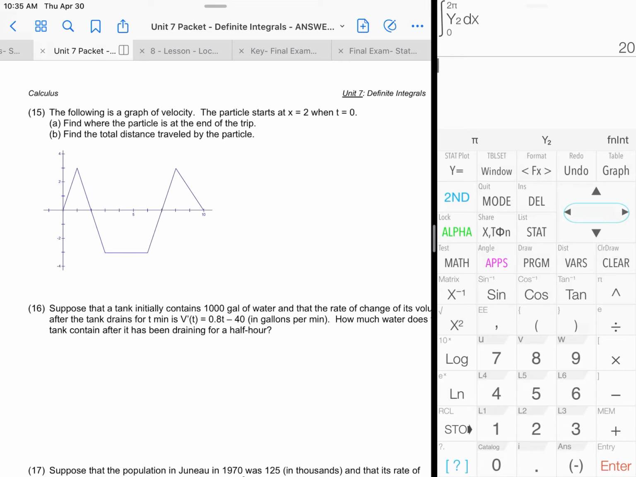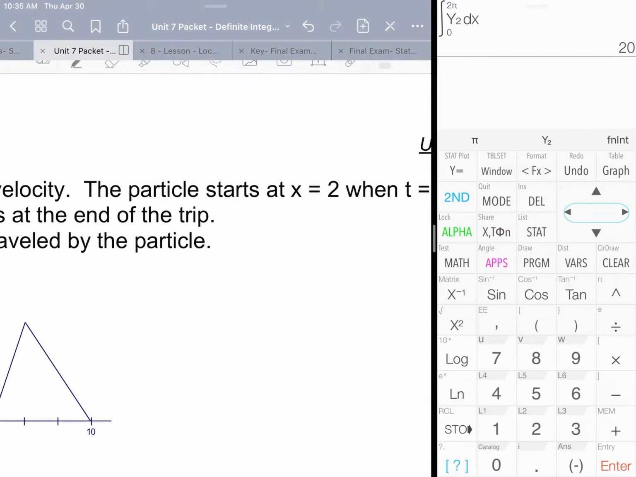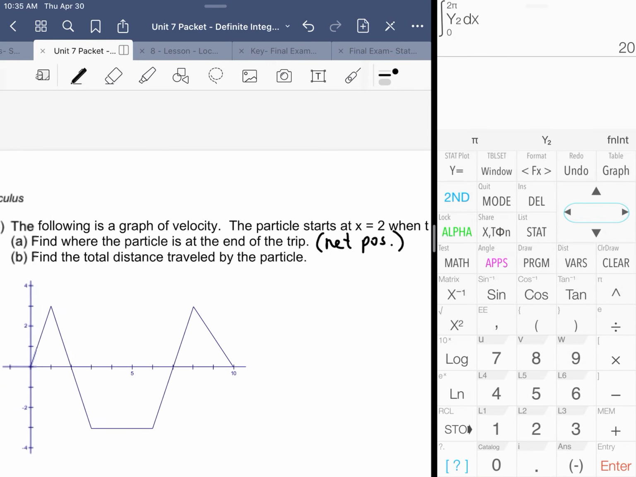Numbers 16 and 17 are along the same lines. They just change the context a little bit, so I'm just going to take you through number 15. It says the following is a graph of velocity. The particle starts at 2 when t is equal to 0. Find where the particle is at the end of the trip.